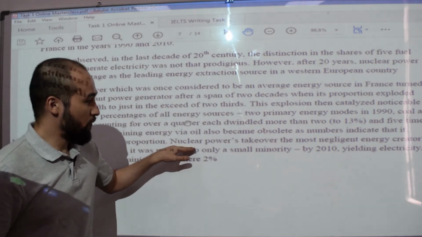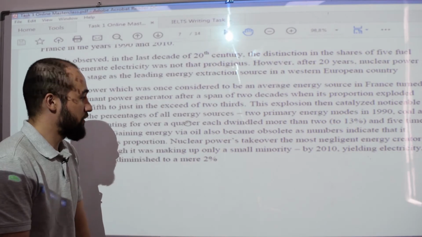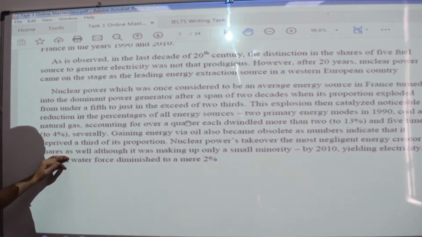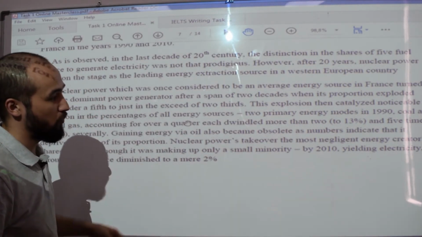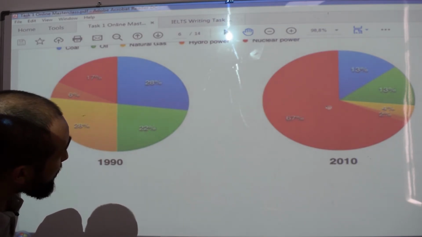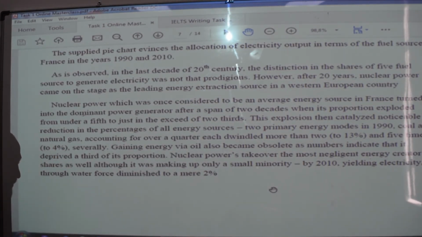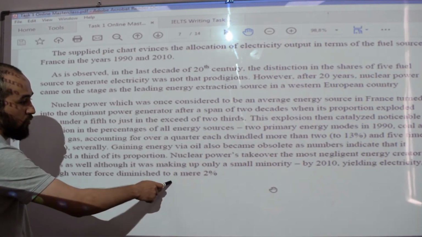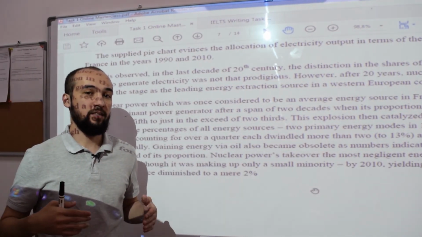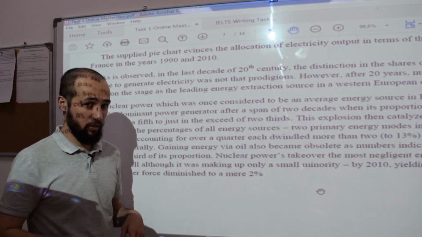Nuclear power's takeover affected the shares of the most negligible energy creators as well, although it was making up only a small minority by 2010. Even though it was 6%, this takeover, nuclear power's dominance, affected this 2%. Hydropower, yielding electricity through water force, diminished, reduced to a mere 2%. When I said a small minority, that's a percentage within the range of, let's say, 4% and 7.8%, but it was 6%. From 6%, it dropped to 2%.